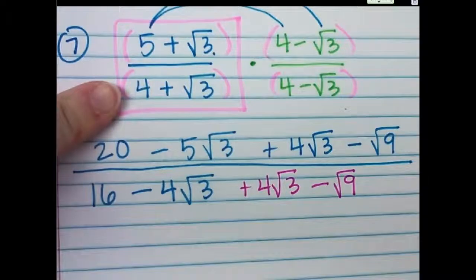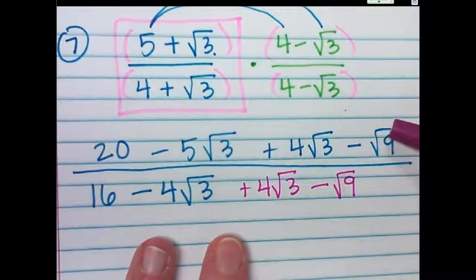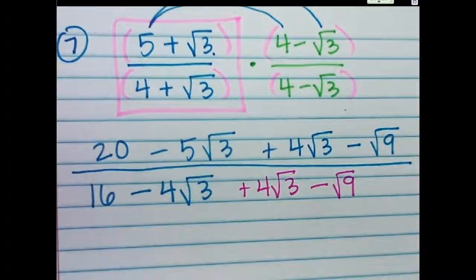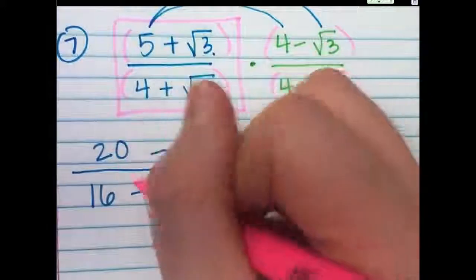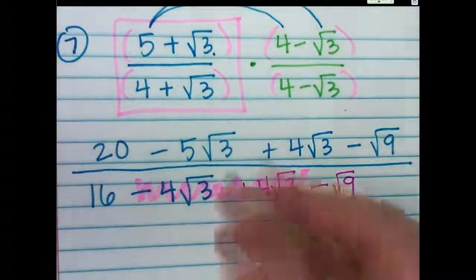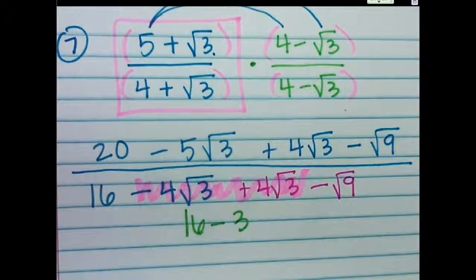Here's what I don't want to see. Do not cross these things out because they're the same. You cannot do that. You can't just cross these out. Okay, so let's simplify the bottom first because it's a little bit easier. So these cross out. And I get 16 minus 3 on the bottom.